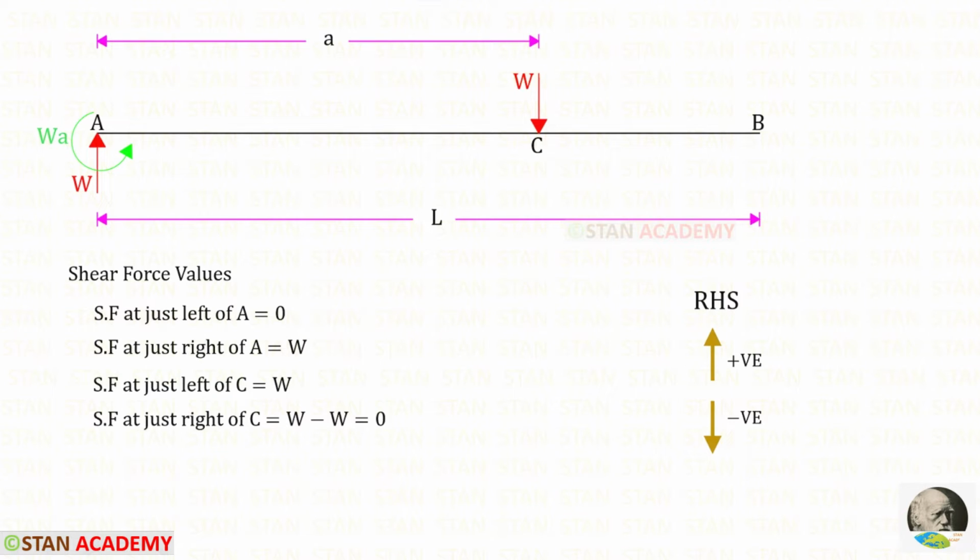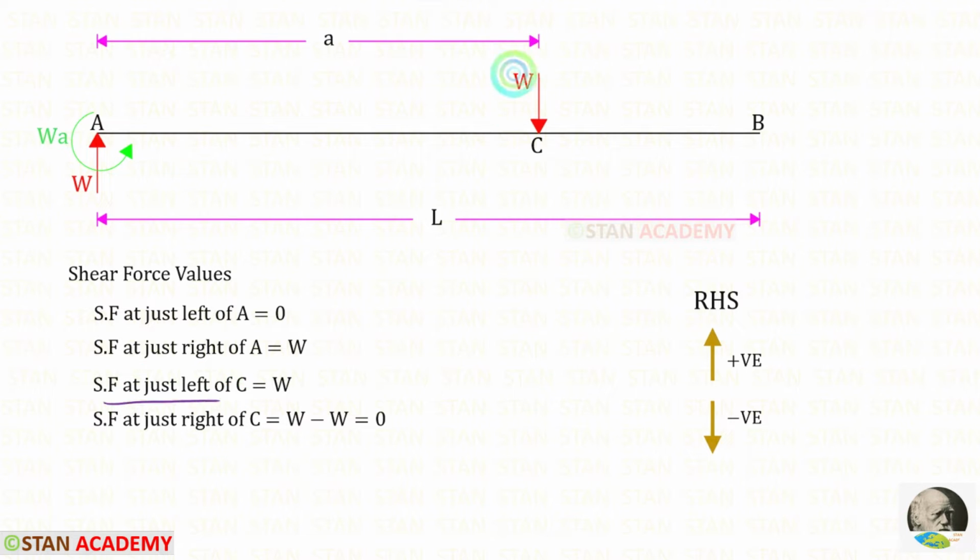Now I'm going to find the shear force values from the point A and towards the point B. In this case, I have to follow right hand side rule. Upwards will be positive and downwards will be negative. Shear force at just left of A is 0. Shear force at just right of A is W. It is acting upwards, so it will be positive.